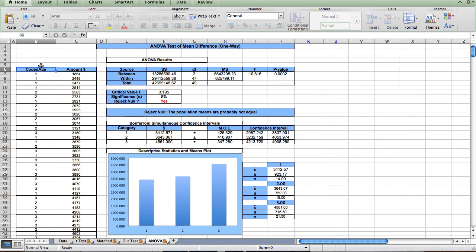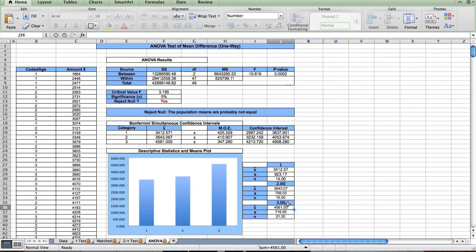Here's my independent variable, which is 3 categories. Even though they're numbers, remember they are not quantities, they are simply category labels. And the amount charged is my dependent variable. Now first let's look at the descriptive statistics down here. Category 1 had a sample mean of $3,412.57. Category 2, a little bit more. Category 3 had a sample mean that appears to be quite a bit more.